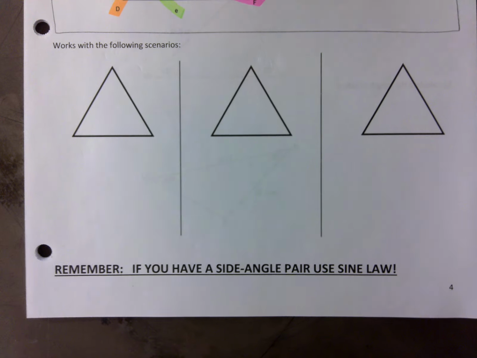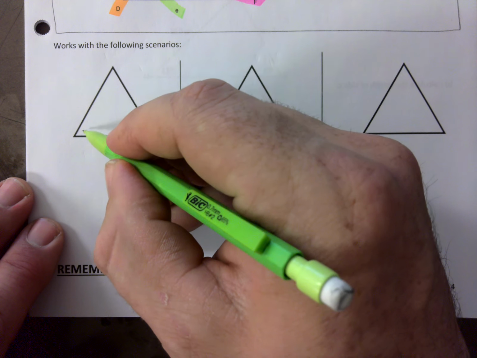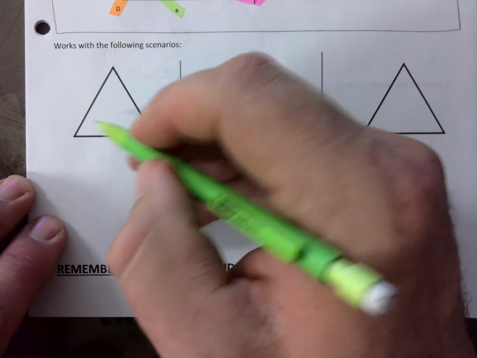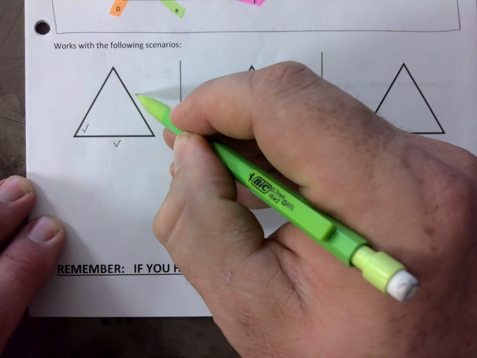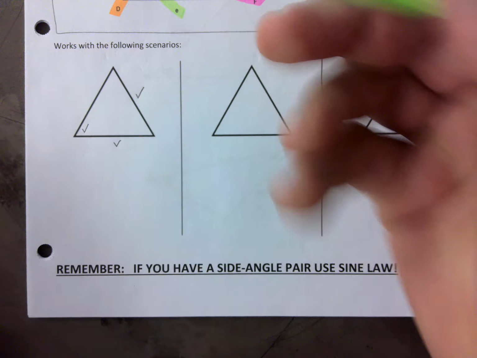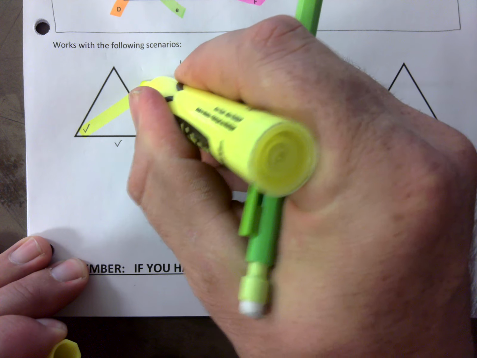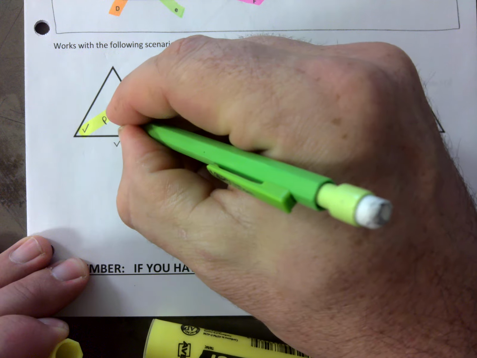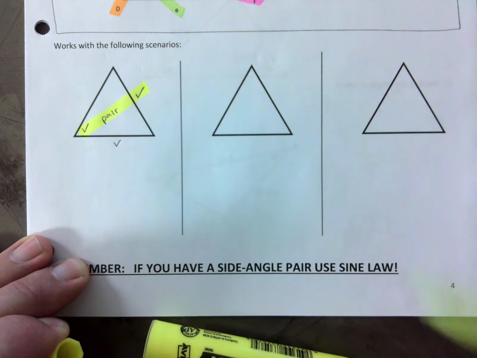It works in the following scenarios. Ready? A check mark means you will have a number there. So imagine this triangle. You have a number there, you have a number there, and you have a number there. What I want you to focus on is the pair. There's a pair there, a known pair. You know the angle and the side across from it.